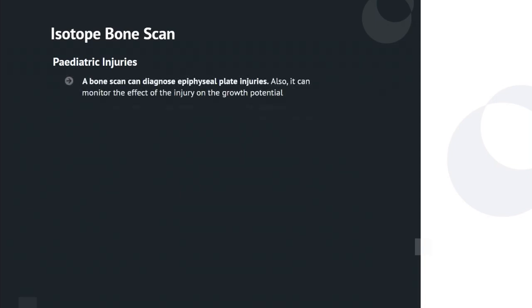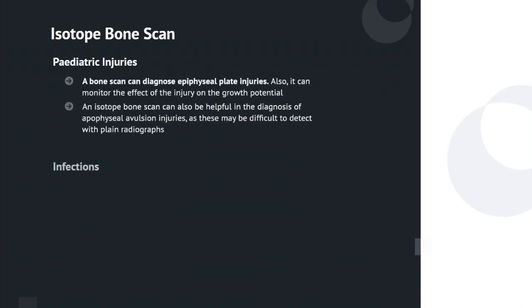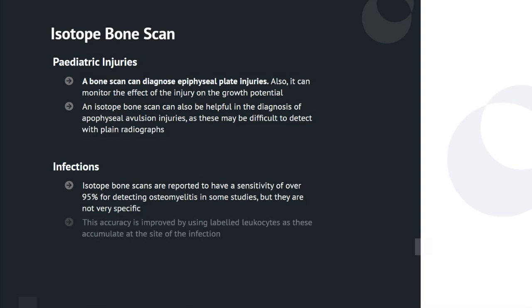Pediatric injuries. A bone scan can diagnose epiphyseal plate injuries. Also, it can monitor the effect of the injury on the growth potential. An isotope bone scan can also be helpful in the diagnosis of apophyseal avulsion injuries, as these may be difficult to detect with plain radiographs.